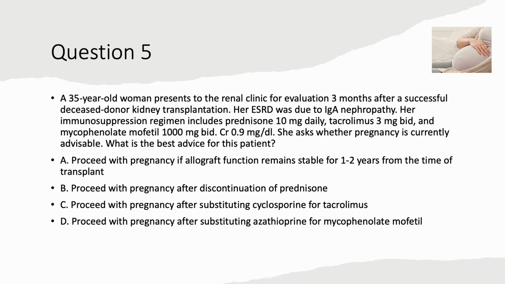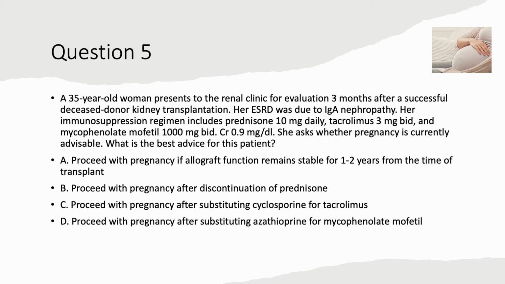Question number 5. A 35-year-old woman presents to the renal clinic for an evaluation 3 months after a successful deceased donor kidney transplantation. Her end-stage renal disease was due to IgA nephropathy. Her immunosuppression regimen includes prednisone 10 mg a day, tacrolimus 3 mg twice a day, and mycophenolate mofetil MMF 1000 mg twice a day.